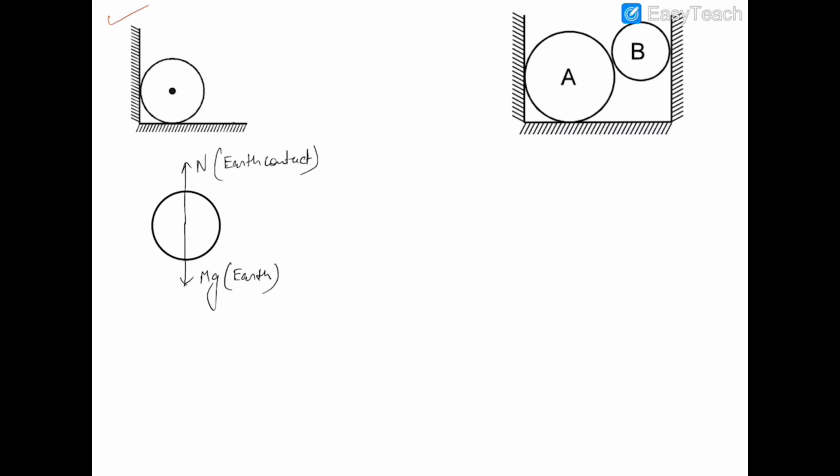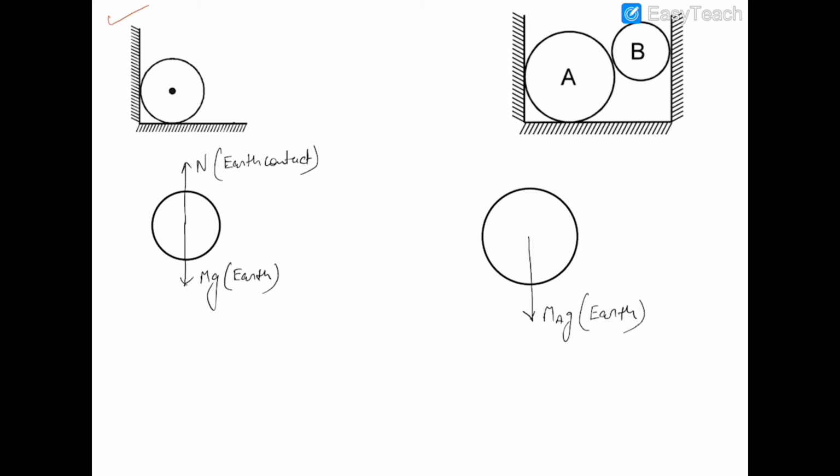This is a very important aspect of normal reactions, that it does not act only when the objects are in contact. In fact, it will act when they are being pushed against each other. Okay, now in this second situation, we can see that the balls A and B are situated like that, and a force of MAG is acting on ball A downwards due to earth.